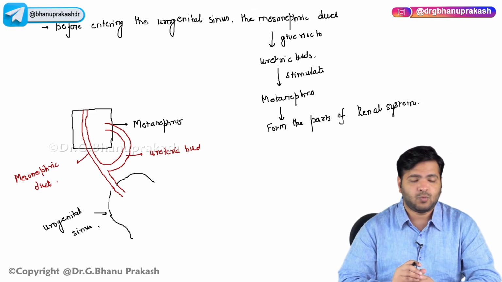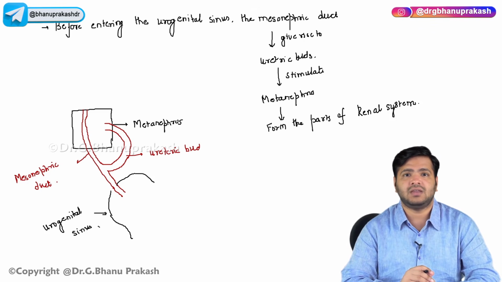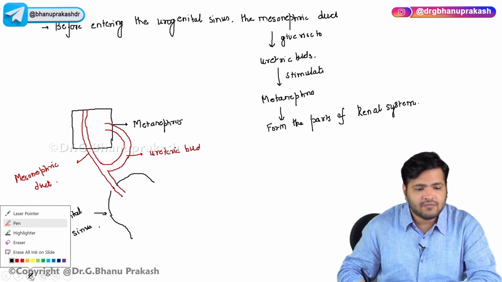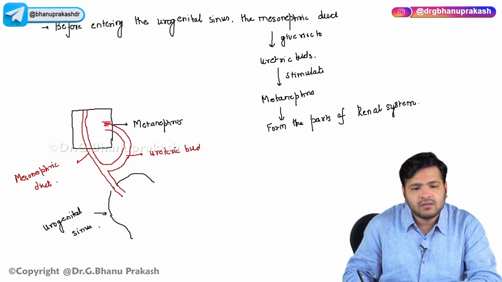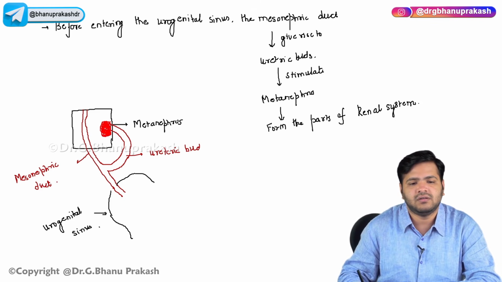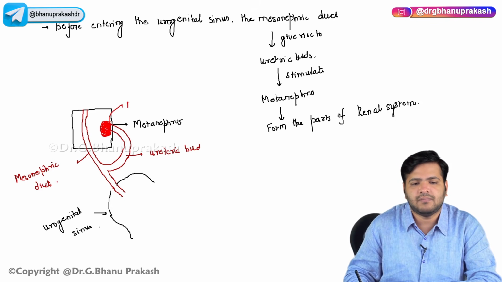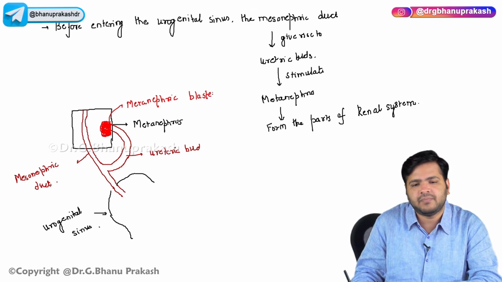Now this ureteric bud, when it reaches the metanephros, will differentiate, and a structure will be formed over here. Yes, this is called the metanephric blastema.